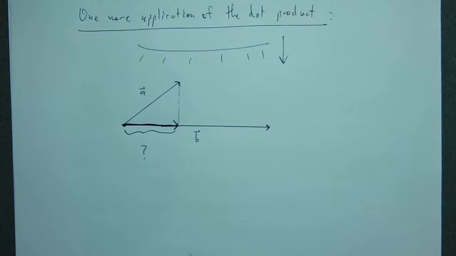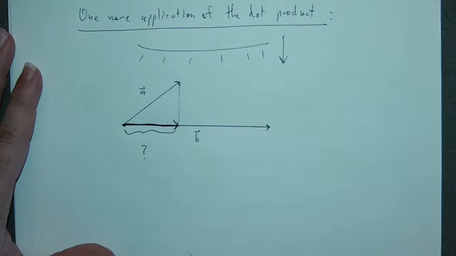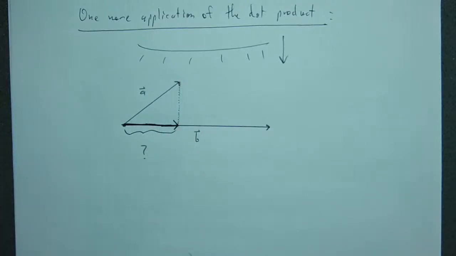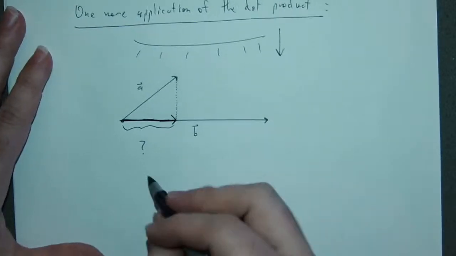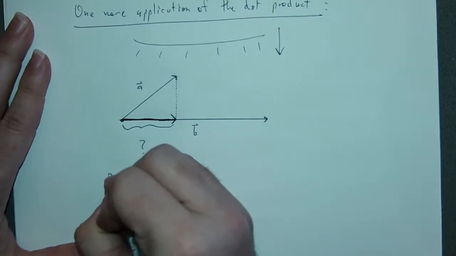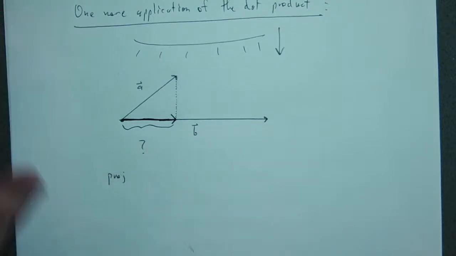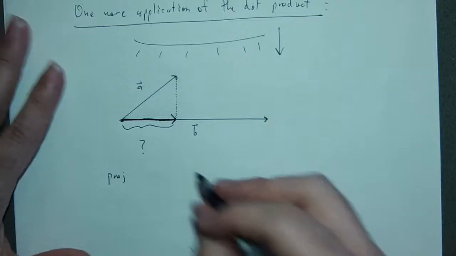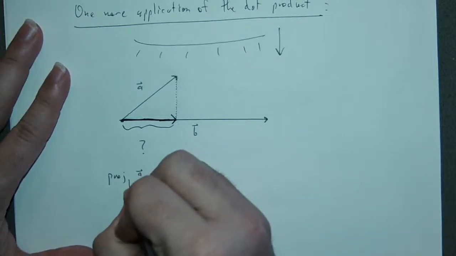They're multiples of each other. Exactly. They're parallel. They're scalar multiples of each other. That's right. So this vector question mark is a scalar multiple of B. We know that. So whatever this thing is, I'm going to call this the projection of A onto B. This is the projection of A onto B.